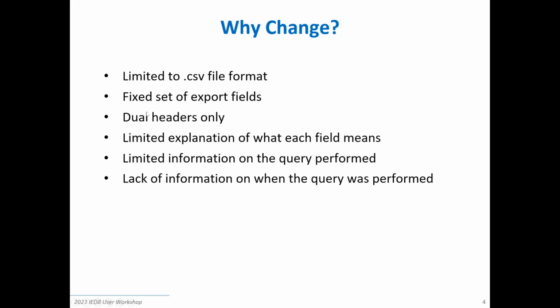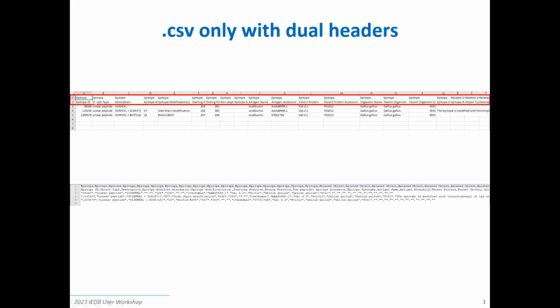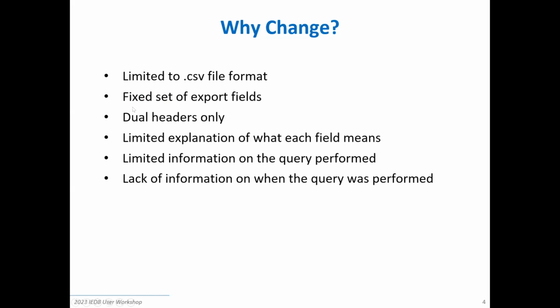It only had the dual headers, which I can show you here. You can see that there's two sets of headers here, one to describe a section and one to describe the actual field itself. You had no explanation of what each of these fields meant. So you'd have to go into the help documents, other places on the website, to try to understand exactly what each of these fields stood for in context to what it's displaying.